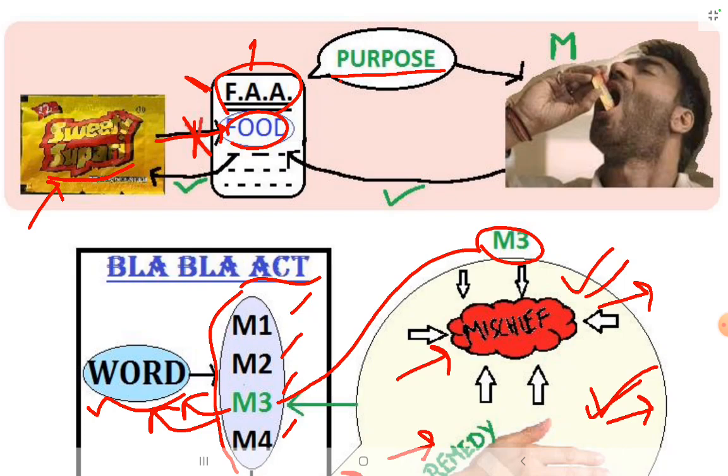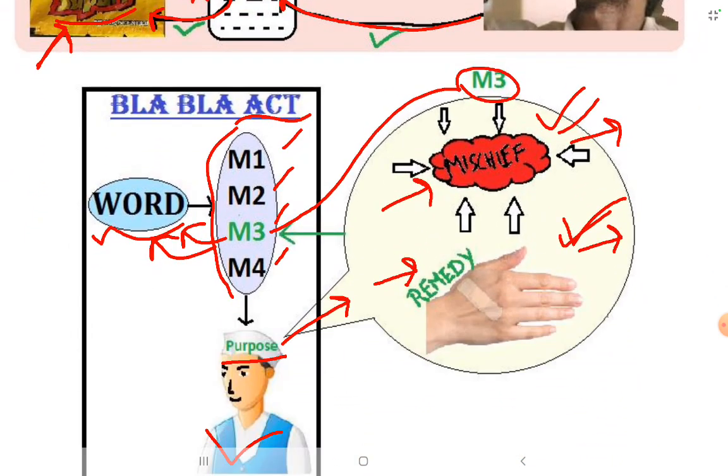So to fulfill this purpose, the court gave a meaning to food. The meaning was anything which is consumed by mouth or which is consumed orally is known as food. So as Supari is also consumed by mouth, it is consumed orally, so it comes under the category of food. So doing adulteration in Supari will be considered a crime and the person will be tried under Food Adulteration Act. So this was the example of mischief rule.